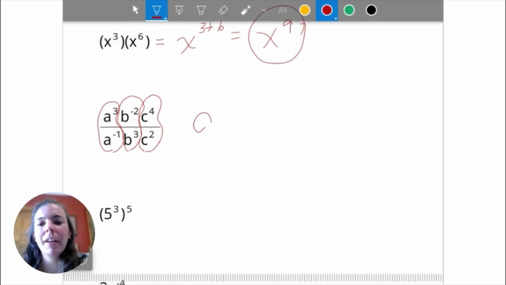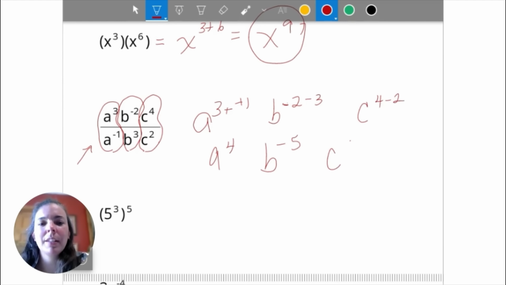For the first one, a to the 3rd divided by a to the negative 1st would be a to the 3 minus negative 1, which is really just a to the 3 plus 1, which is a to the 4th. B to the negative 2nd over b to the 3rd would be b to the negative 2 minus 3, which is negative 5, so b to the negative 5th. And then c to the 4th over c to the 2nd, 4 minus 2, would give me c to the 2nd.